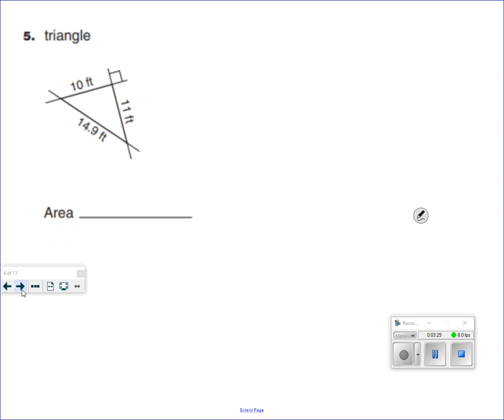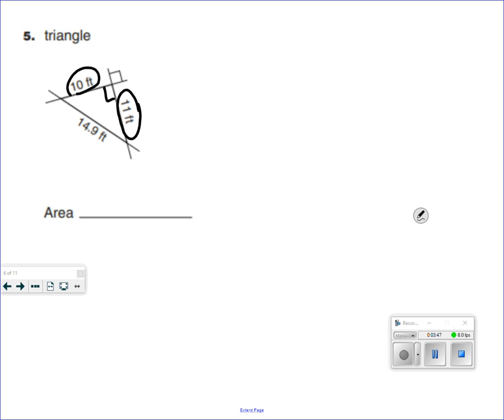Let's keep going here. Here's another shape. I've got another triangle here. They're trying to get tricky on you, but if this is a right angle right here, okay? So that means I'm going to have 10 feet be my base. I'm going to have 11 feet be my height.